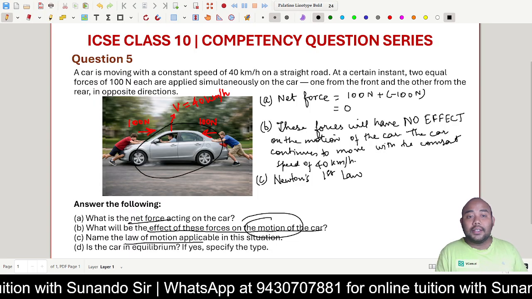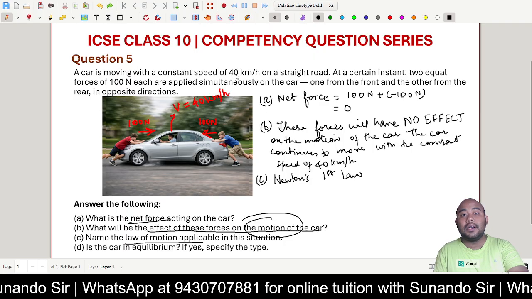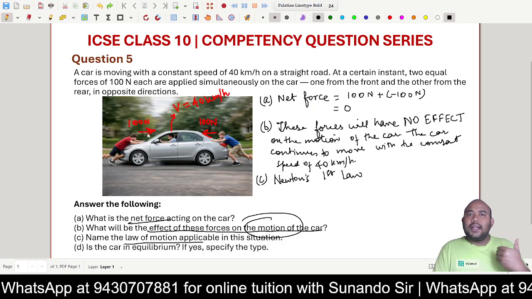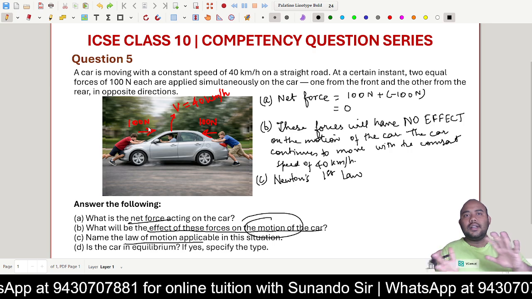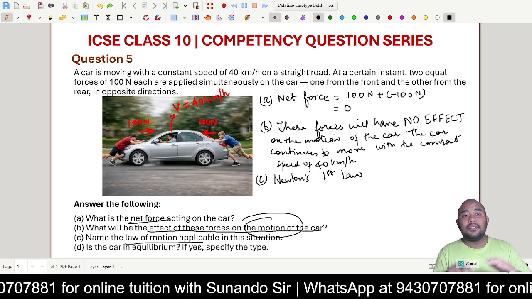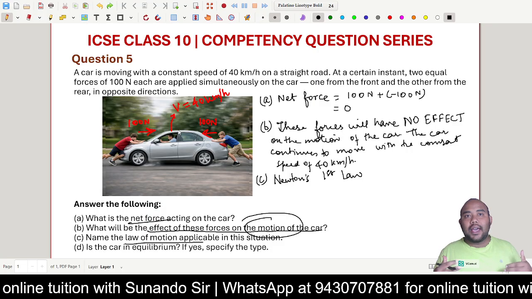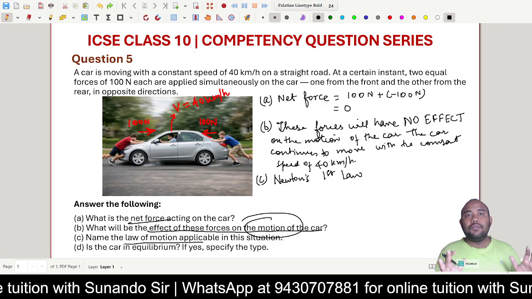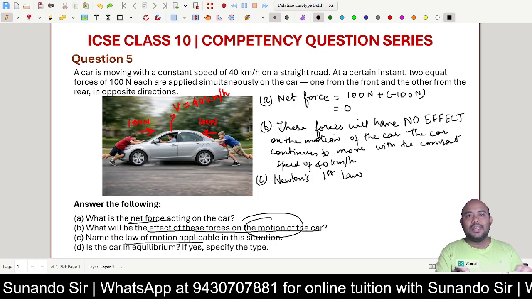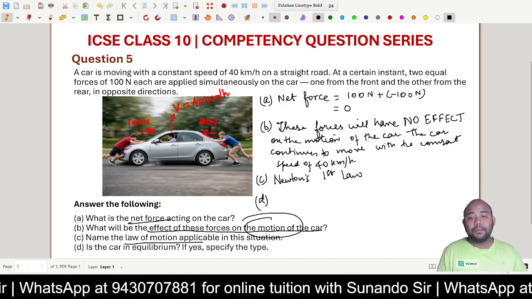So this car was moving with a constant speed of 40 km per hour in a particular direction. Now it will continue to do so unless and until an external force is applied. Here, although external forces are applied, they cancel each other. So the effect of these two forces is not seen. It would act as if no external forces are applied on this car, and the car continues to move in the same direction with the same speed. So it is Newton's first law which tells us so.